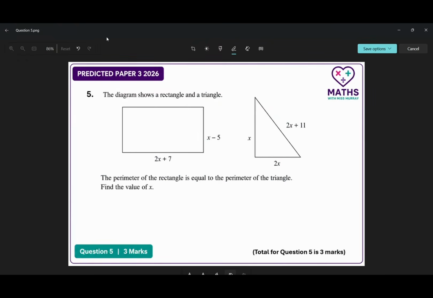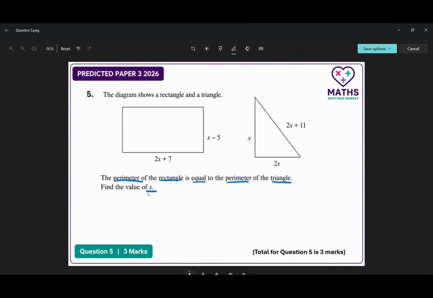So moving on to question 5, the diagram shows a rectangle and a triangle, where we can see that from the diagram. The perimeter of the rectangle is equal to the perimeter of the triangle. So that's the information I'm given, and I need to find the value of x. When you have a question like this and you're having to find a missing value, you have to make an equation. Very common. Forming equations is a very common topic.